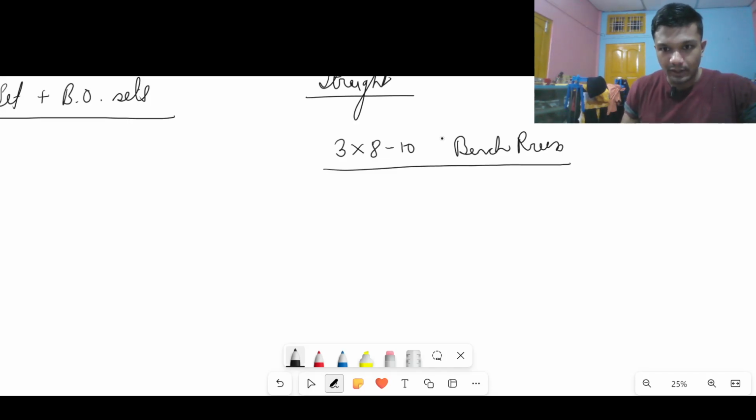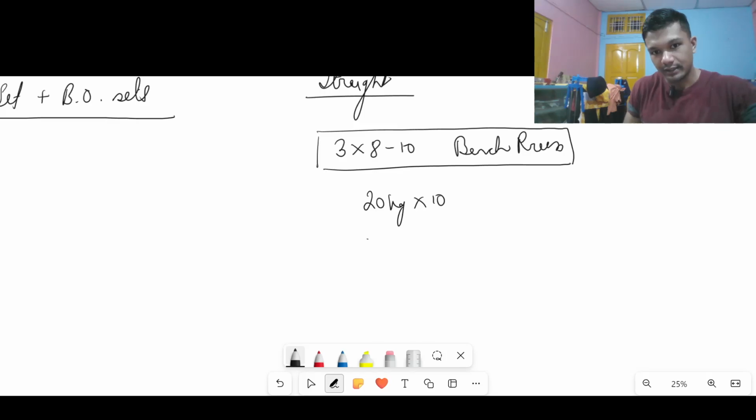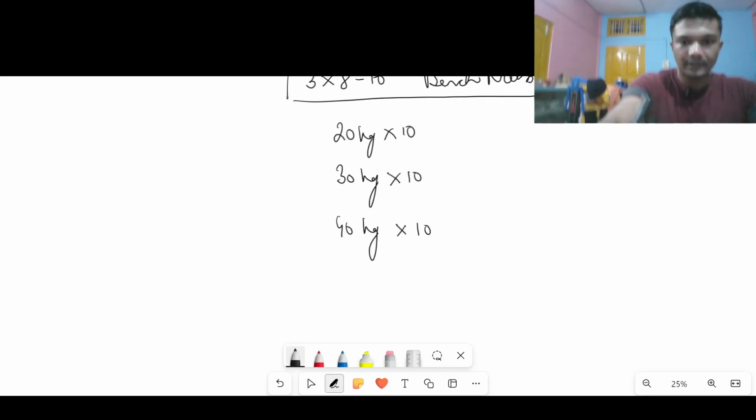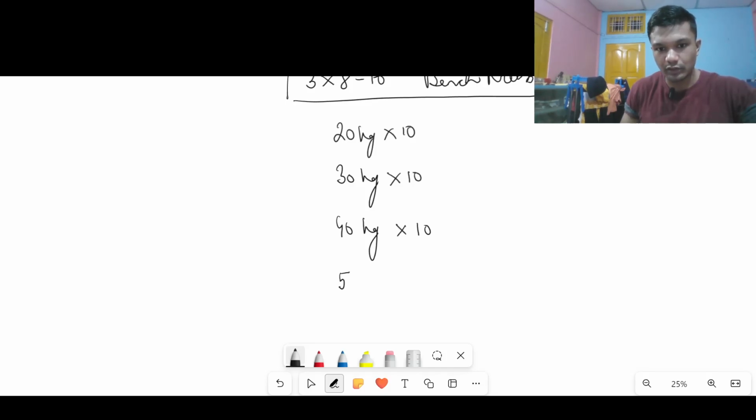If you have this in your program and you want to do straight sets, the strategy would be doing the empty bar, that is 20 kg, for 10. Then you load 5 kilo each side, which becomes 30 kg, and do it for 10. Then 40 kg for 10. Then you decide that for today you'll do 50 kg for 10.